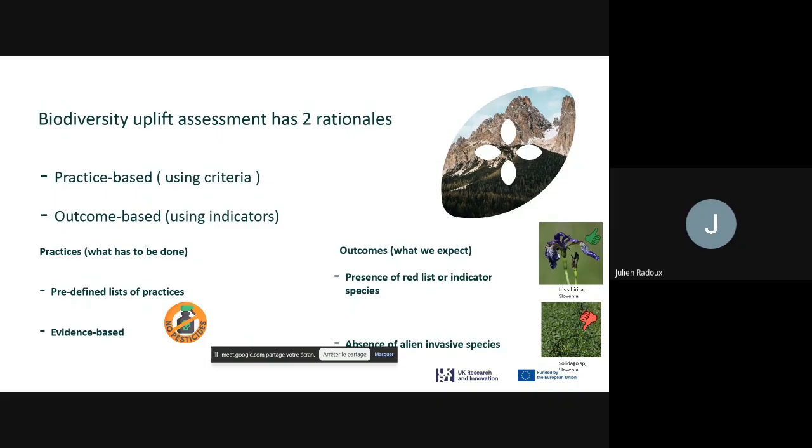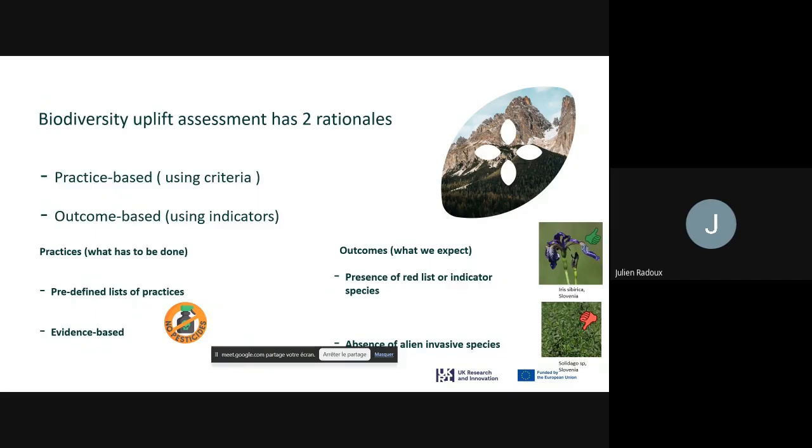For the outcomes, we focus on two types. The first one is the presence of red list indicator species. The red list is from the IUCN, and they identify different levels of rarity or vulnerability of species. That's the example of Iris sibirica that we found on one site in Slovenia. It's a very good indicator that what is being done in that place should be continued.